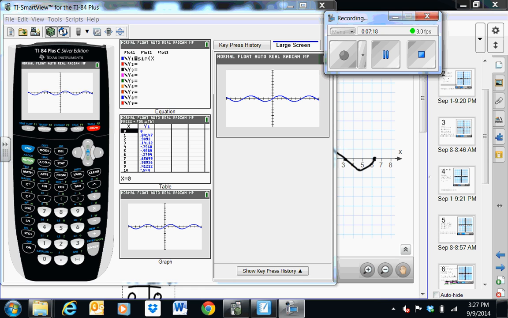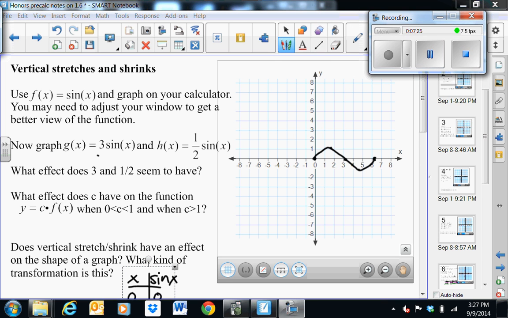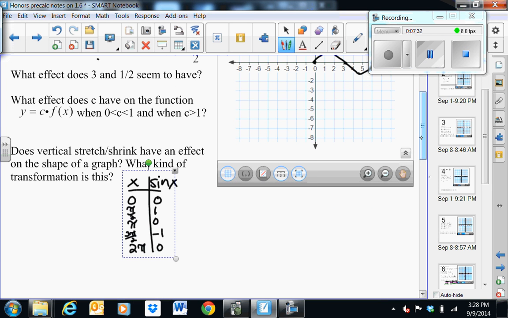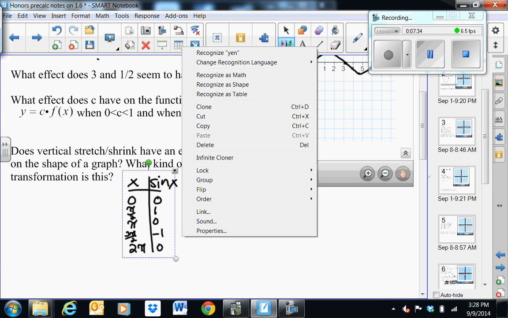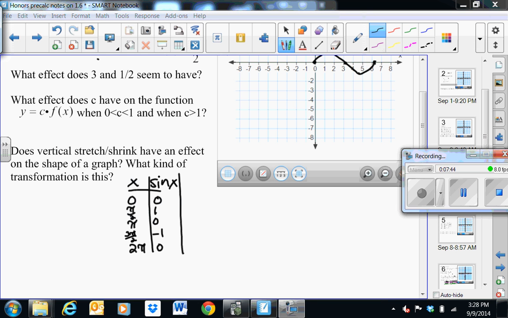But now what we're going to do is we're actually going to look at this period of a sine function, and we're going to look at 3 times sine of x, and we're going to show that on this graph as well. Now all that's happening when we do 3 times sine of x is, hold on, I want my pen back. So 3 sine of x, all that's doing is multiplying all of these values by 3.